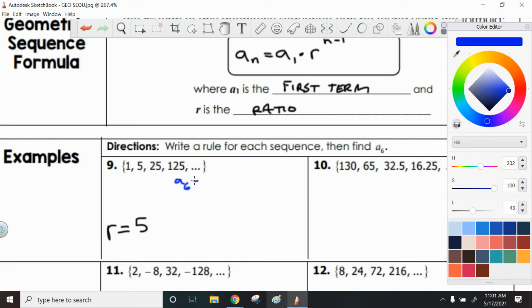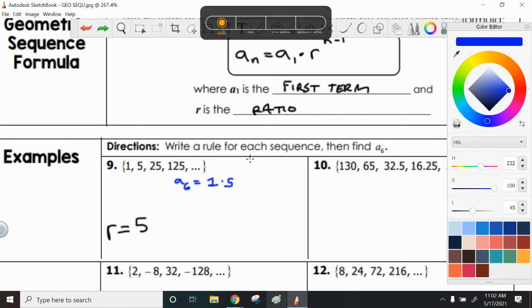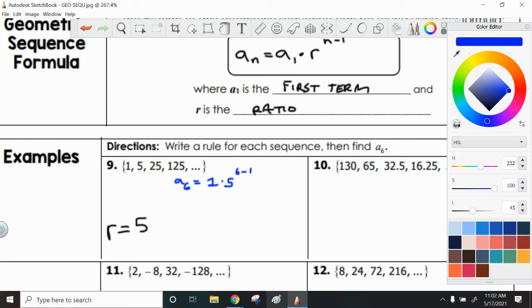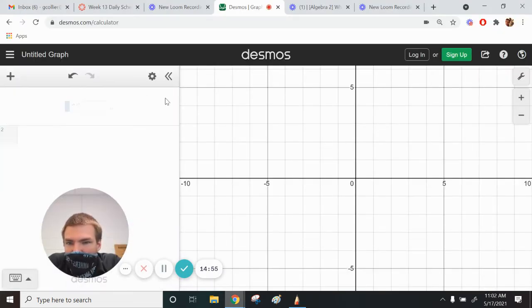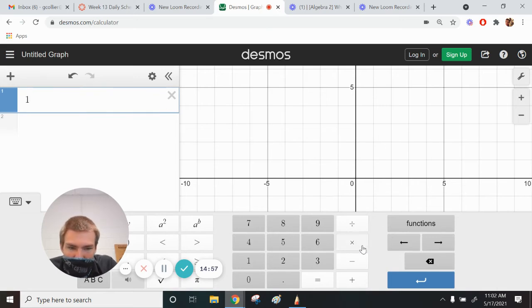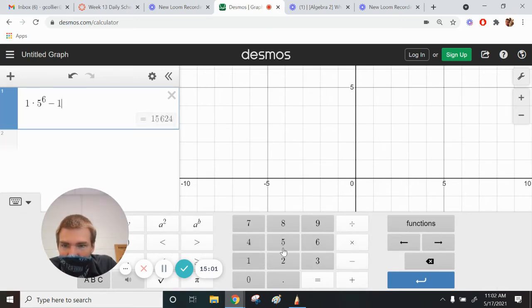Term 6 would be the first term, which is 1, times the ratio, which is 5, to the power of 6 minus 1, which is 5. I'm just absolutely losing it on this question. 1 times 5 to the power of 6 minus 1. Go back to Desmos.